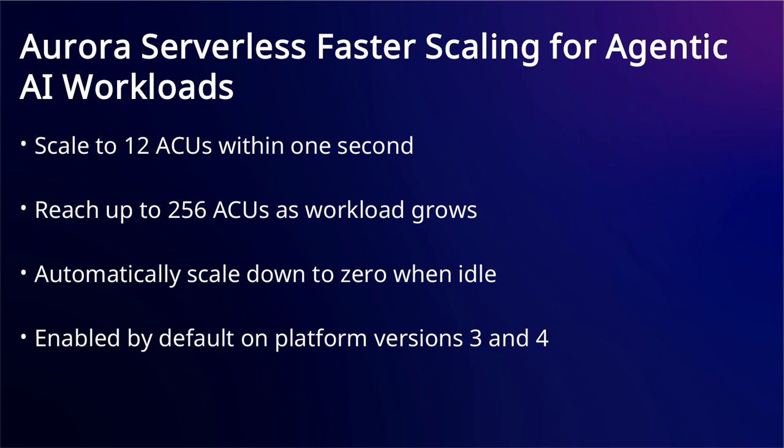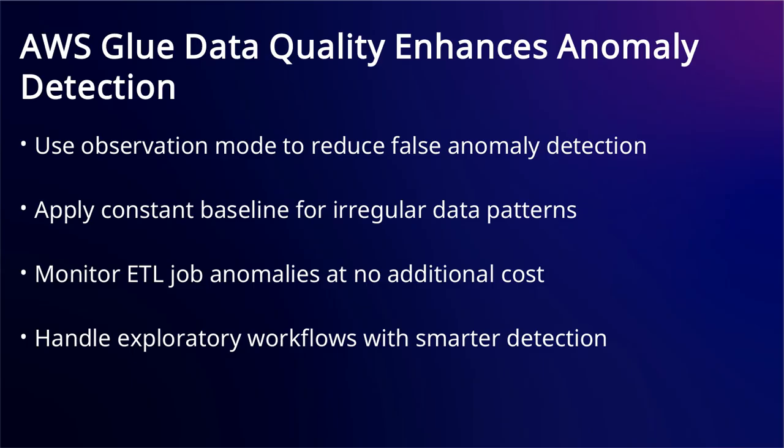When running ETL pipelines and exploratory data analysis, you face challenges with false anomaly alerts and unpredictable data arrival patterns that create noise and obscure genuine data quality issues. AWS Glue Data Quality now addresses these problems with an observation mode that reduces false positives by using a constant baseline instead of linear trend extrapolation, making it suitable for datasets with flat or random patterns and irregular schedules.